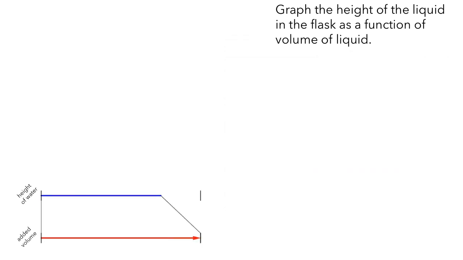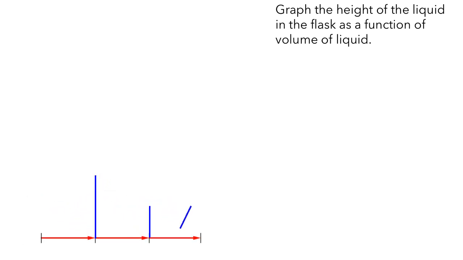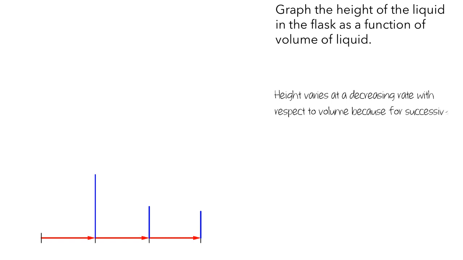To help us graph, let's split the amount of change in volume into 3 equal-sized parts. And now let's rotate the 3 segments corresponding to the changes in height. And this shows us that the height varies at a decreasing rate with respect to volume because for successive uniform changes in volume, the corresponding change in height decreases.